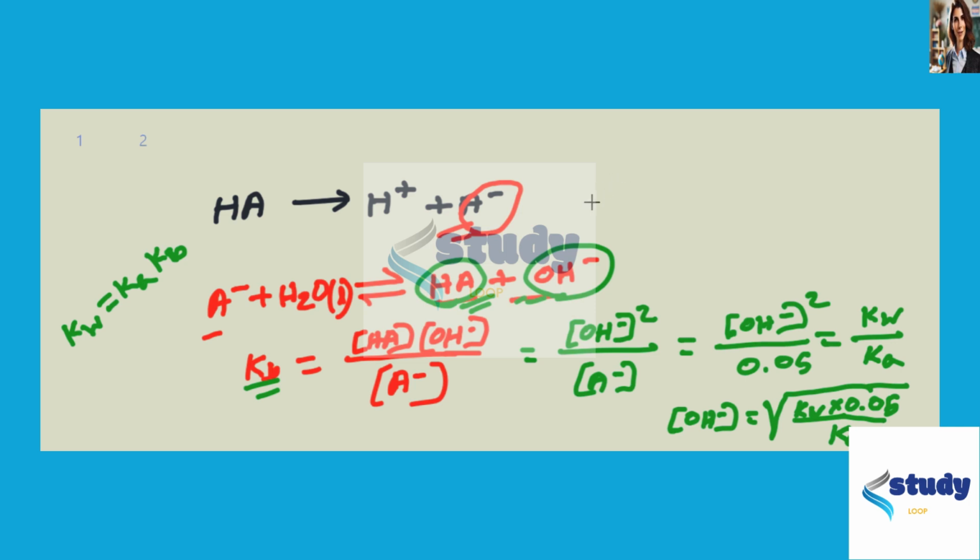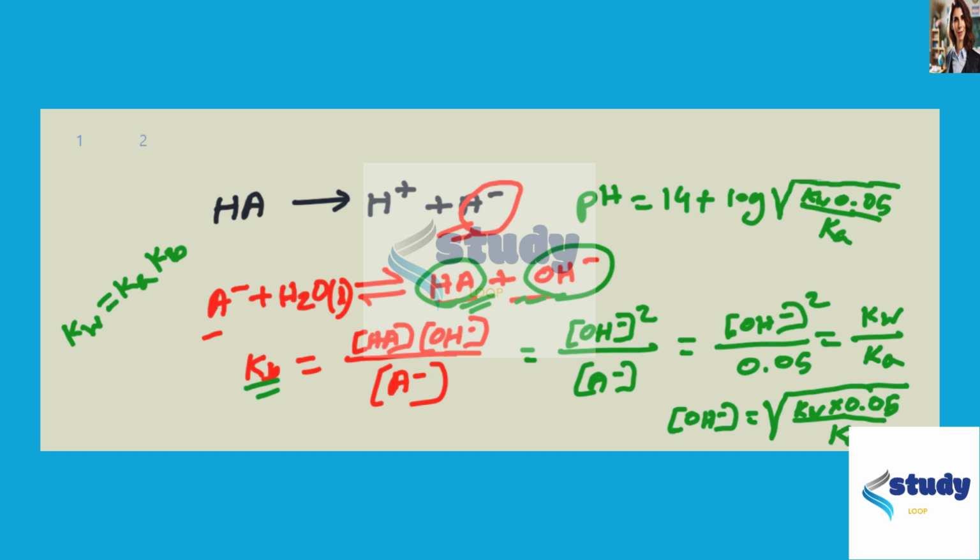And again, as we know, pH is equal to 14 minus pOH. And pOH means negative log of the OH minus concentration. So we can write it as 14 plus log of the square root of Kw times 0.05 over Ka.